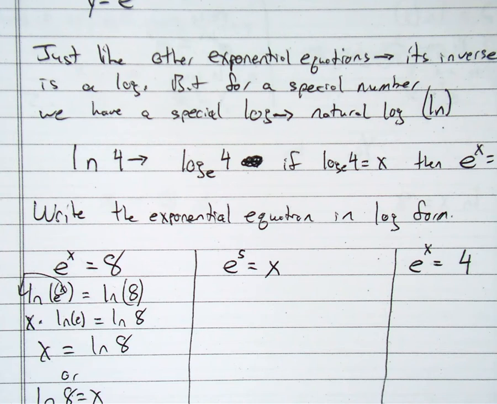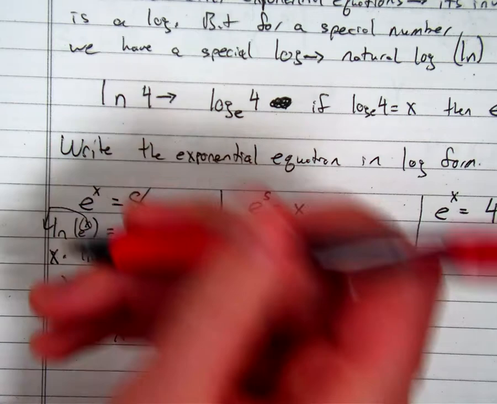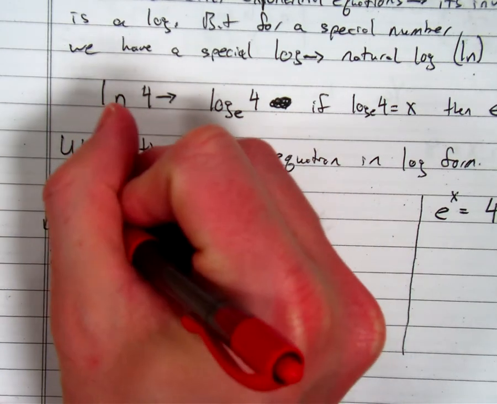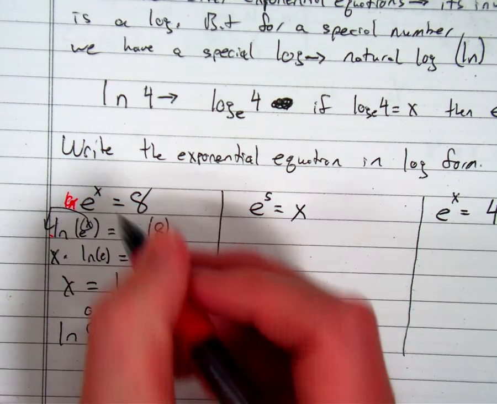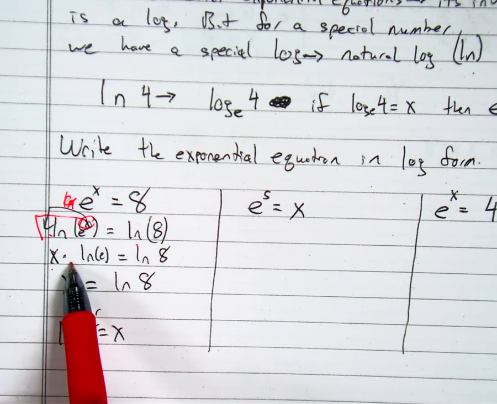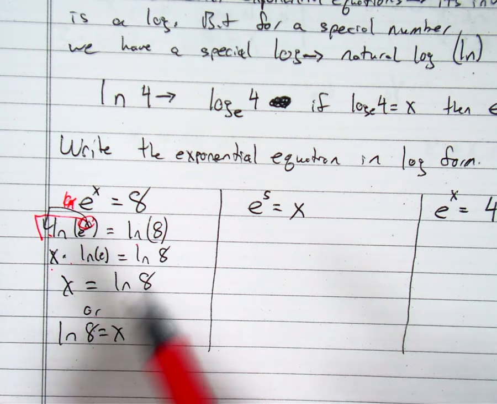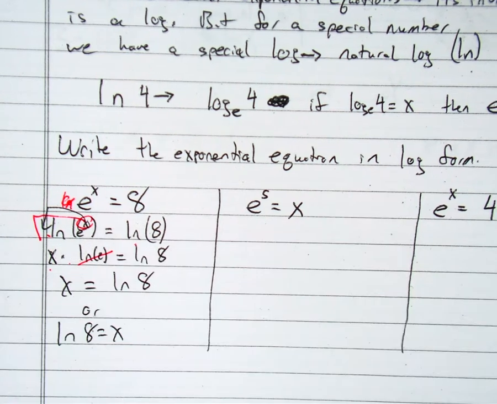So let's work on changing this. We're going to write the exponential equation in log form. So if we have e to the x, okay, one way we can do this is we can log both sides, natural log on both sides, okay? And then we can use our log properties to pull this exponent down in front. So now I have x times natural log of e equals natural log of 8. Well, e and natural log are inverses, so they would cancel out and be 1. x times 1 is just going to be x. And we'd have x equals natural log of 8, or natural log of 8 equals x.